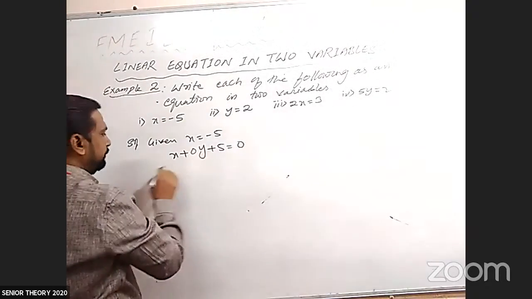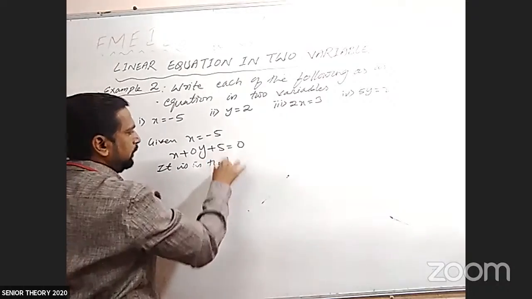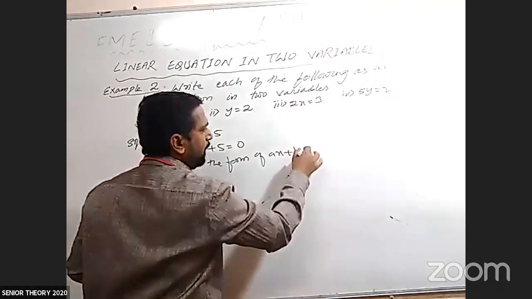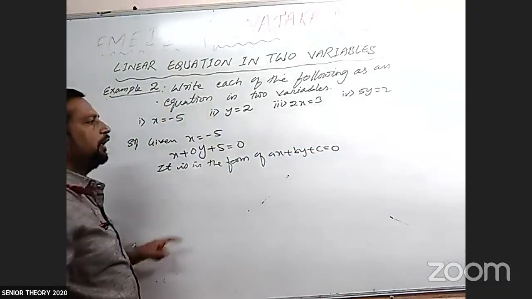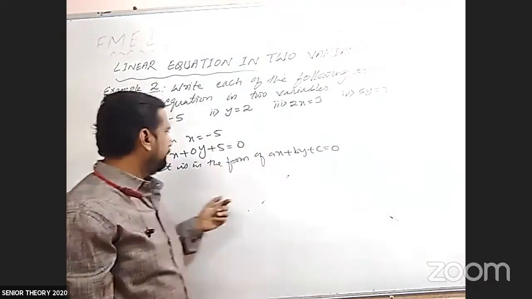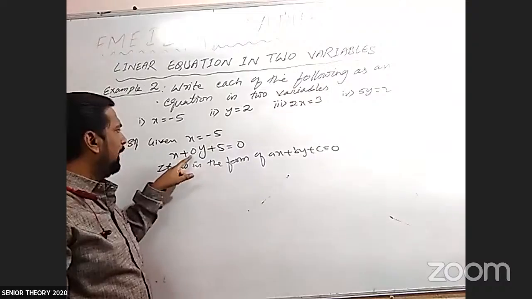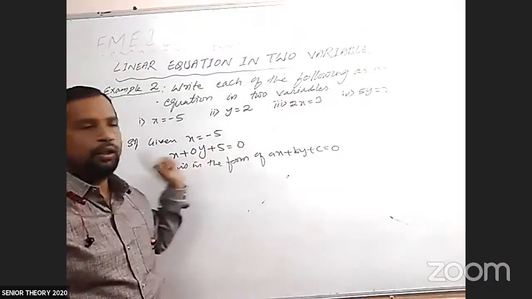It is in the form of ax plus by plus c equal to 0. This is the standard form of linear equation in two variables. So here only one variable is given, so we have taken another variable along with the coefficient 0.